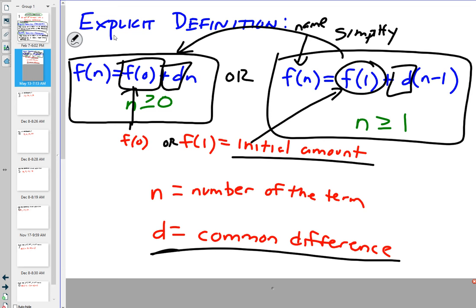The n, you're not going to do anything with the n until you actually want to find a number. If you want to find that 5,000th number, then I would do something with the n. But I just put this here so that you know that the n stands for the number of the term. Where are we in the sequence? Are we talking about the first number, the second number, the third number, and so on?